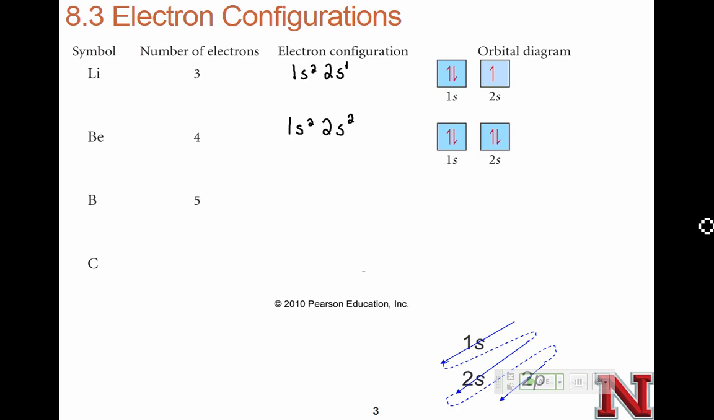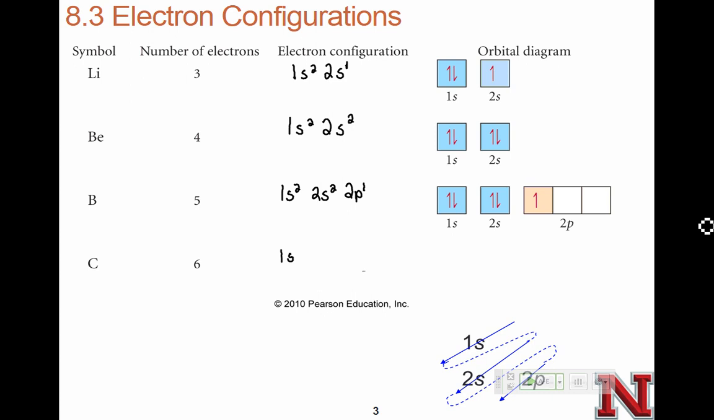Now if we look at boron, we actually have 5 electrons. So our 1s2 and our 2s2 are both going to be full, and we still have an electron left over, so we do have our 2p, and we have 1 electron there, for a total of 5 electrons. And this is what our orbital diagram would look like. And we're increasing in energy, so 2s is higher in energy, and 2p is even higher. And then if we look at carbon, we have 6 electrons, so we have 1s2, 2s2, and then we're left with 2p2. And again, this is what our orbital diagram would look like.